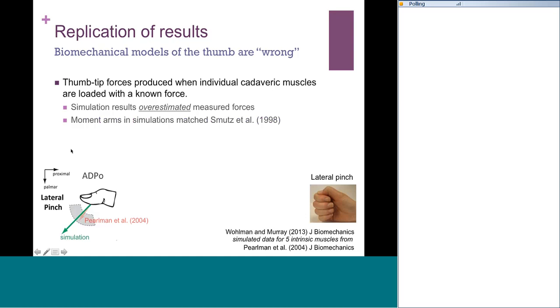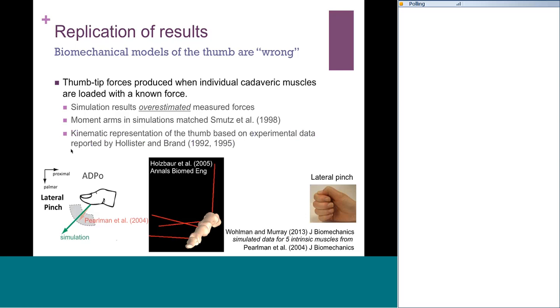What's interesting is, given some of Craig's results, we went to the moment arm data. We took the premier moment arm data published in 1998 by Smutz and his colleagues. It comes from Kai-Nan An's lab. No better place to measure moment arms than the Mayo Clinic. And these were the moment arm data that Francisco implemented in his model. We saw that even with those moment arms, and even with this kinematic representation of the thumb, based on experimental data reported by Hollister and Brand, we could not replicate the endpoint forces of individual muscles.